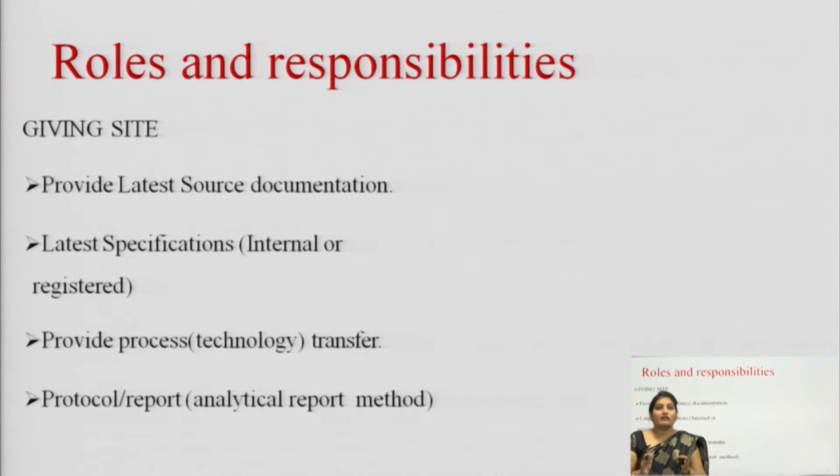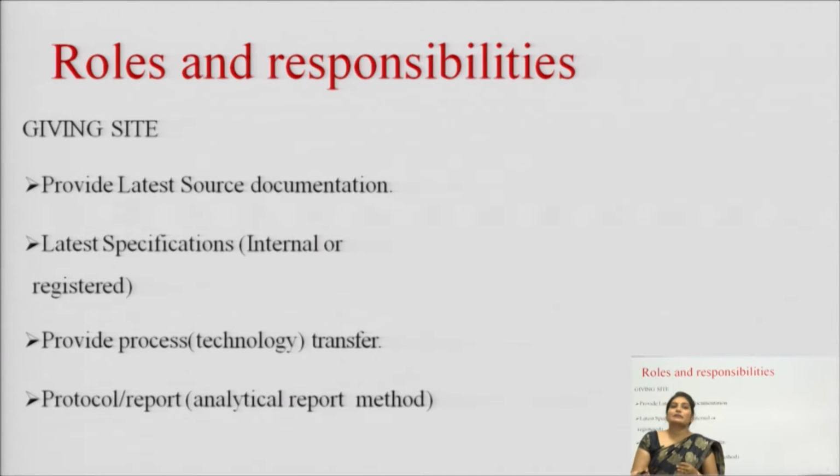Specification means limits. What are the limits of the product? What is the acceptance criteria of the product? Acceptance criteria is a measurable term under which test results are found to be acceptable. Suppose in the case of tablets, we are conducting the weight variation test. The specifications for weight variation are given in the reference book, the IP, and we have to follow those specifications. Next is provide process transfer. It is the responsibility of the sending unit or technology developer to provide the process transfer report and all the information related to the transfer. Next is protocol report, analytical report method.